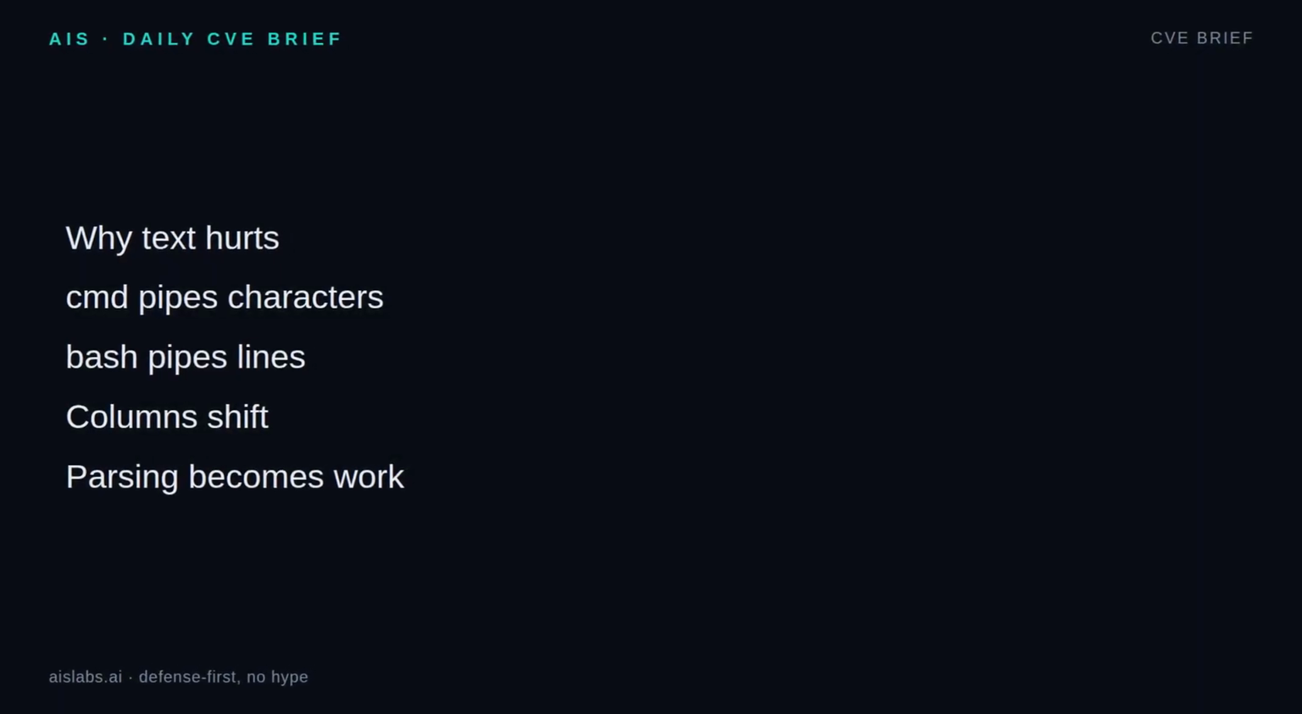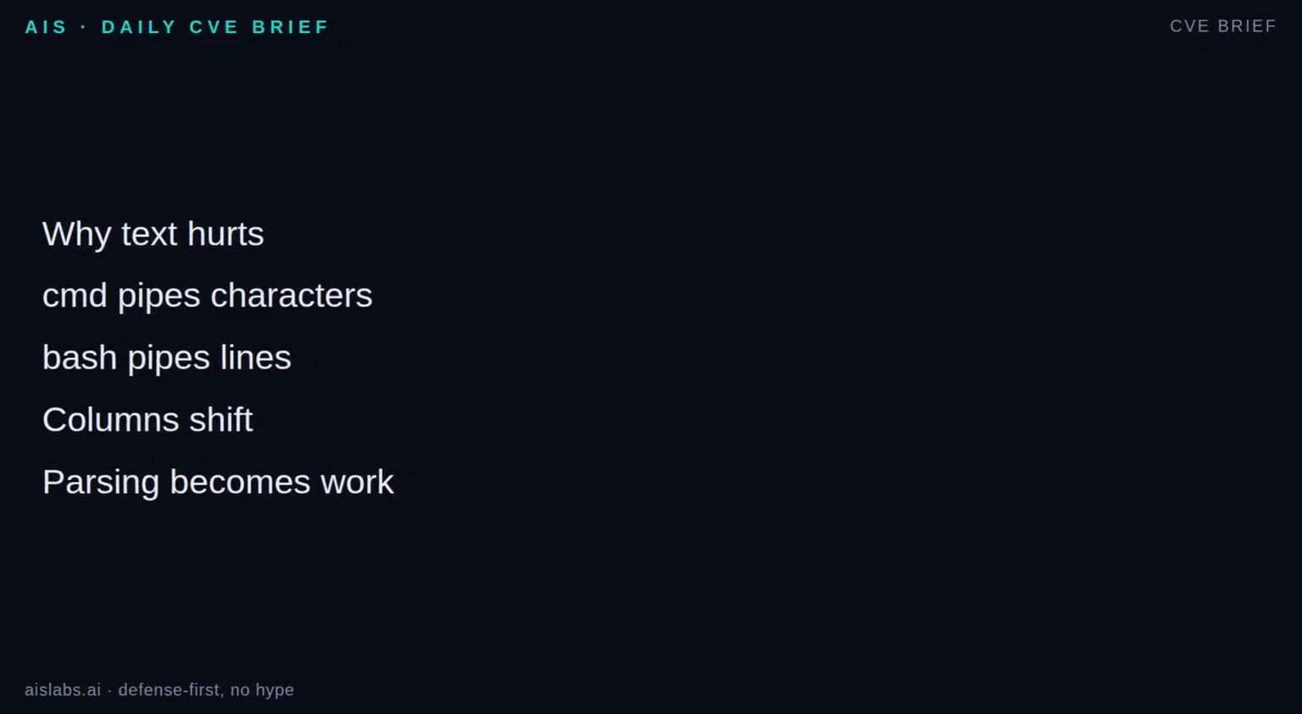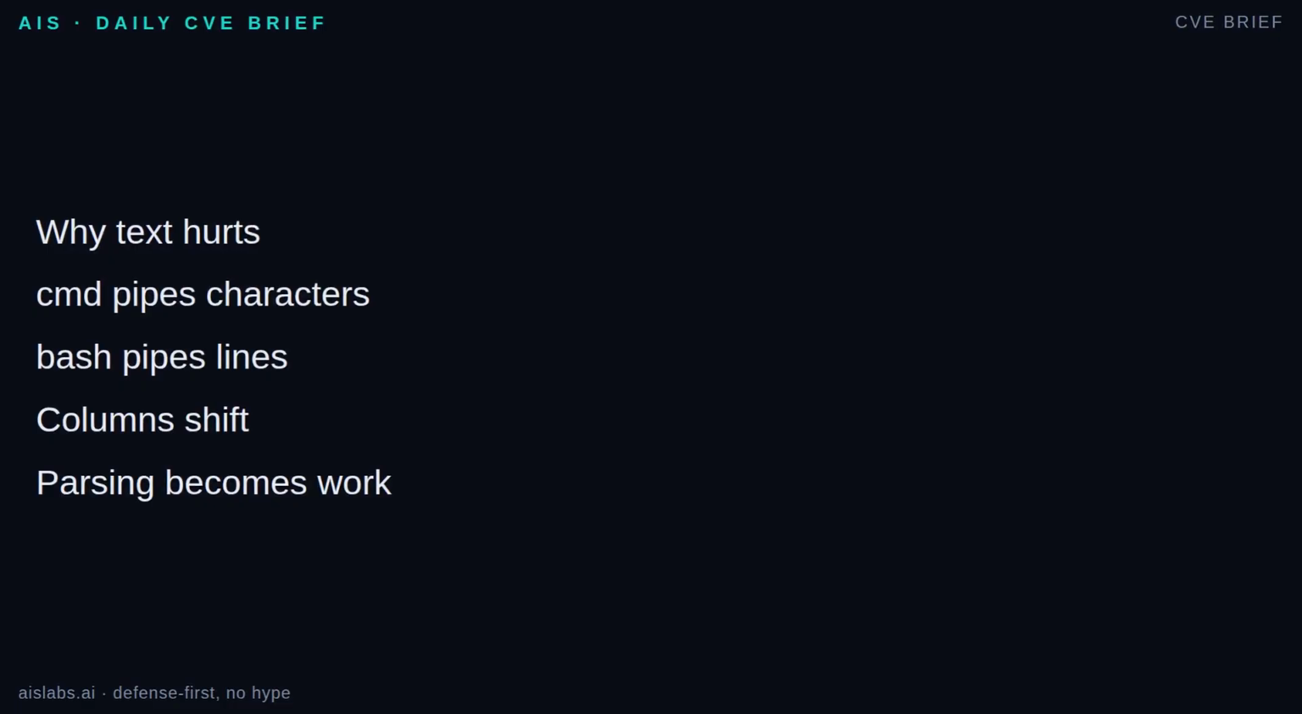The command prompt and bash are excellent at moving text. Standard output is a stream of characters, usually split into lines, and the next command receives those characters. That model is simple and portable, but administrators pay a tax. Parsing. You grep, cut, awk, split, trim, and hope the vendor never changes the column spacing. At fleet scale, hope is not a control.